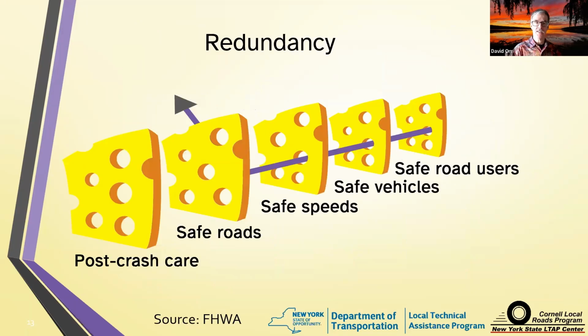And the idea is to have redundancy so that one mistake doesn't lead to a fatal crash or a serious crash. It's life-changing. So that's really the goal that we've got here. We're going to use that over the course of the time together today to try to improve safety for everybody, okay? And today, of course, we're talking primarily about intersections.